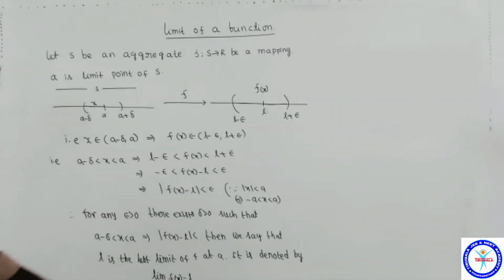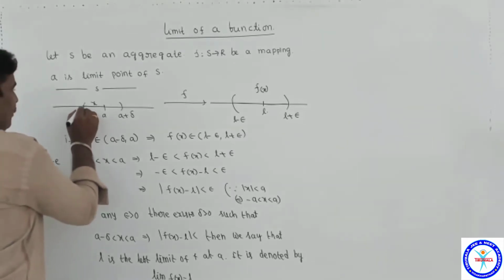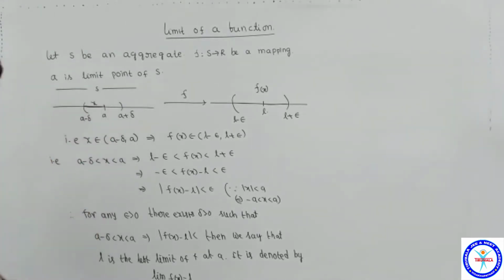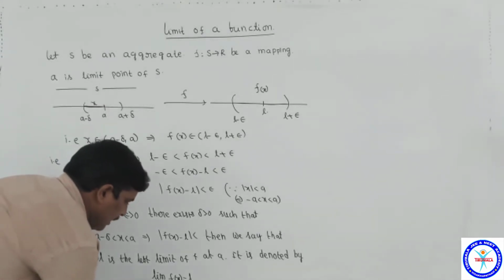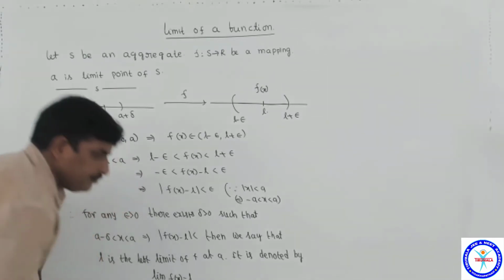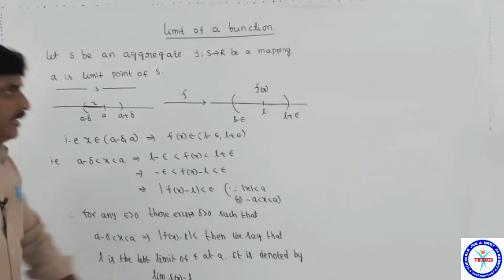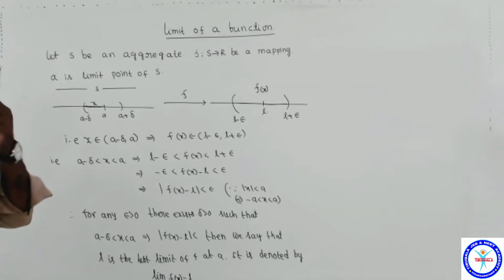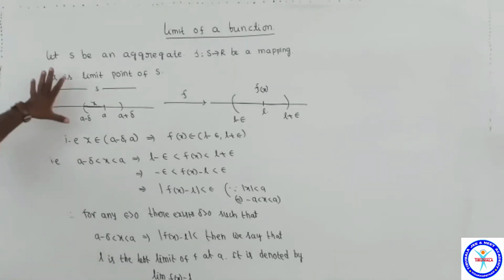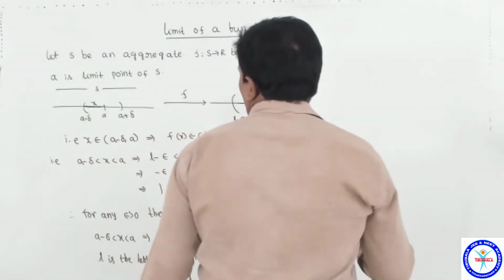It is denoted by limit x tends to A minus. Limit x tends to A minus means x lies in the left neighborhood, so symbolically it is always x less than A. This is the left limit definition. Now we are going to the right limit.